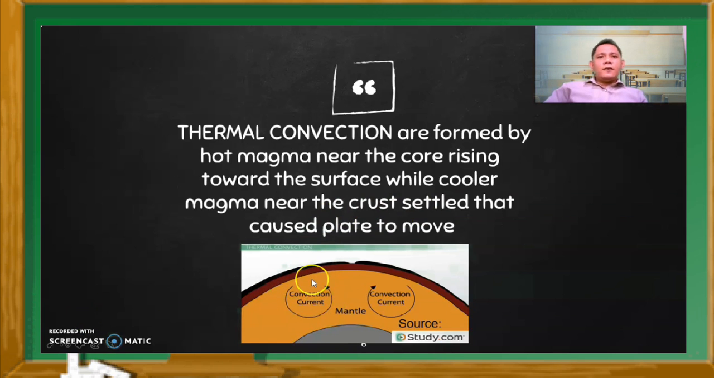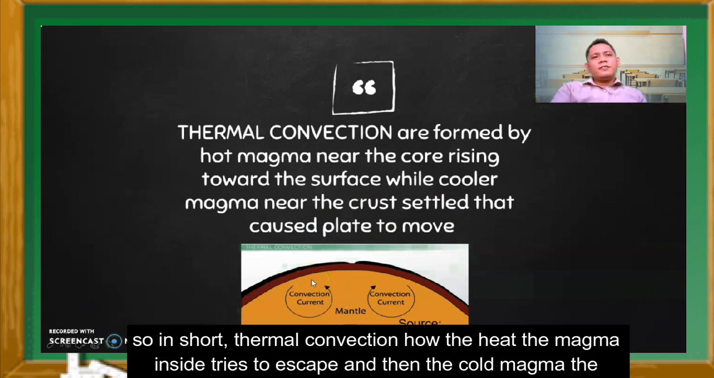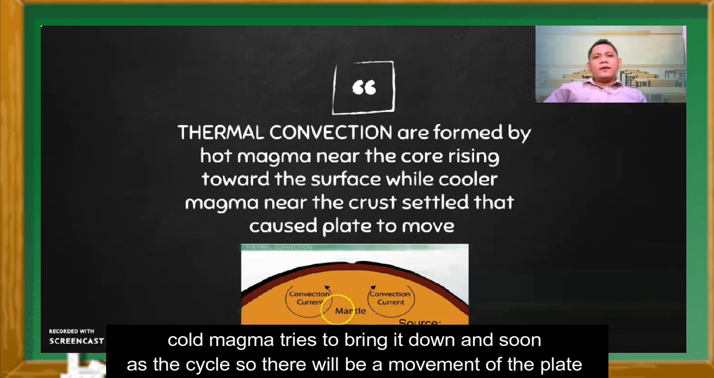So in short, thermal convection just has to do with how the heat, the magma inside, tries to escape. But then again, the cooler magma would try to drag it back down, and as that cycle continues, there will be a movement of the plate.